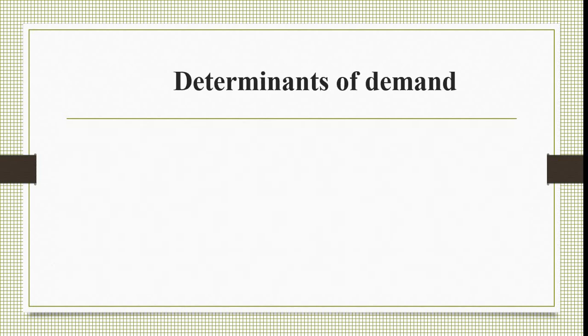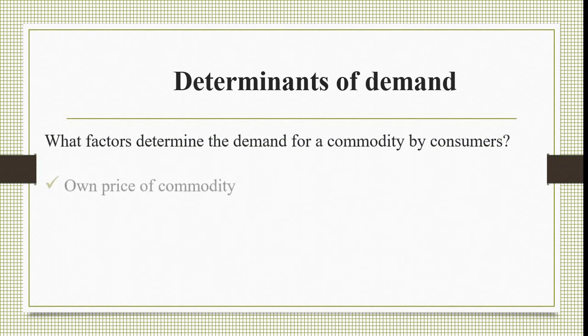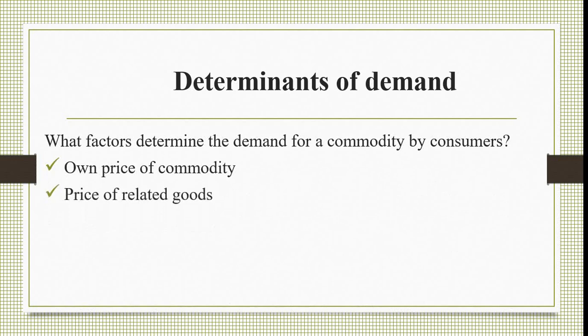Now, what determines demand? Demand is determined by a lot of factors. Factors like the own price of the commodity. Earlier we demonstrated how price affects quantity demanded. When the price increases, they tend to buy less, and when it decreases, they tend to buy more. So that is the own price of the commodity. We also have the price of related goods, that is, the substitutes and the complements.